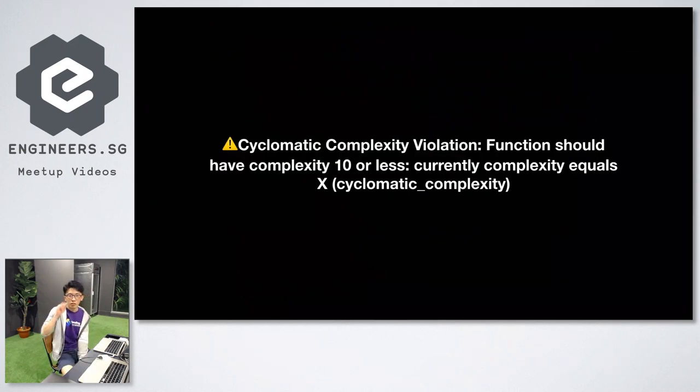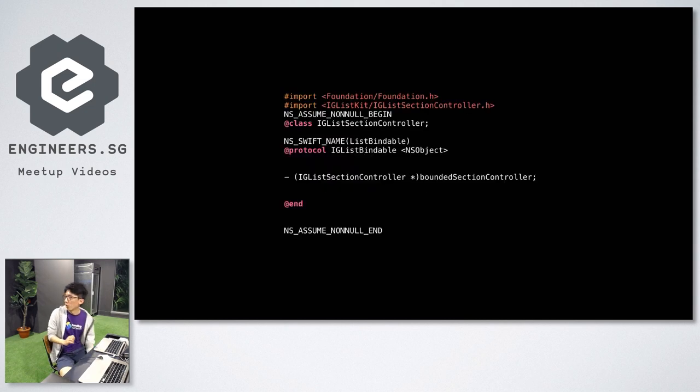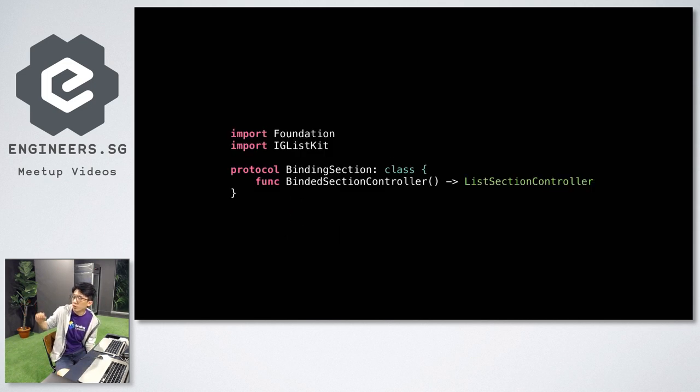And this is what happened. My SwiftLint complained. It says that, hey, this one is too complex, right? Because we have a lot of if else. And I think of it that the way we use IGListKit is that section model and section controller are one-to-one relationship. So this is why I write the code. Basically I want it in such a way that my section model returns what section controller is being used. So this is the code in Objective-C. This is the code in Swift. So it's just a few lines of code.